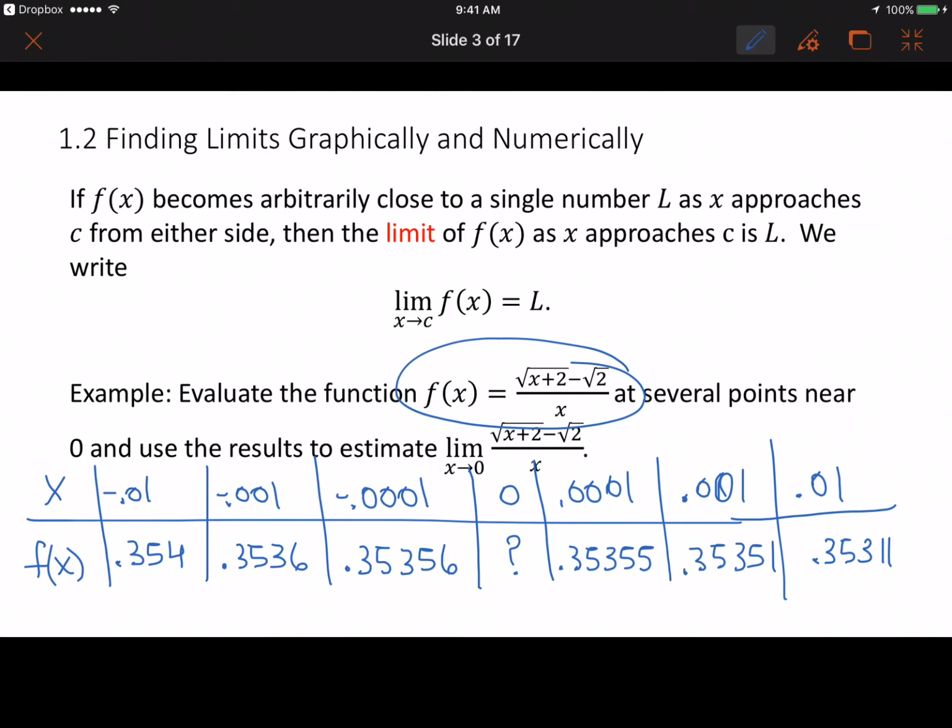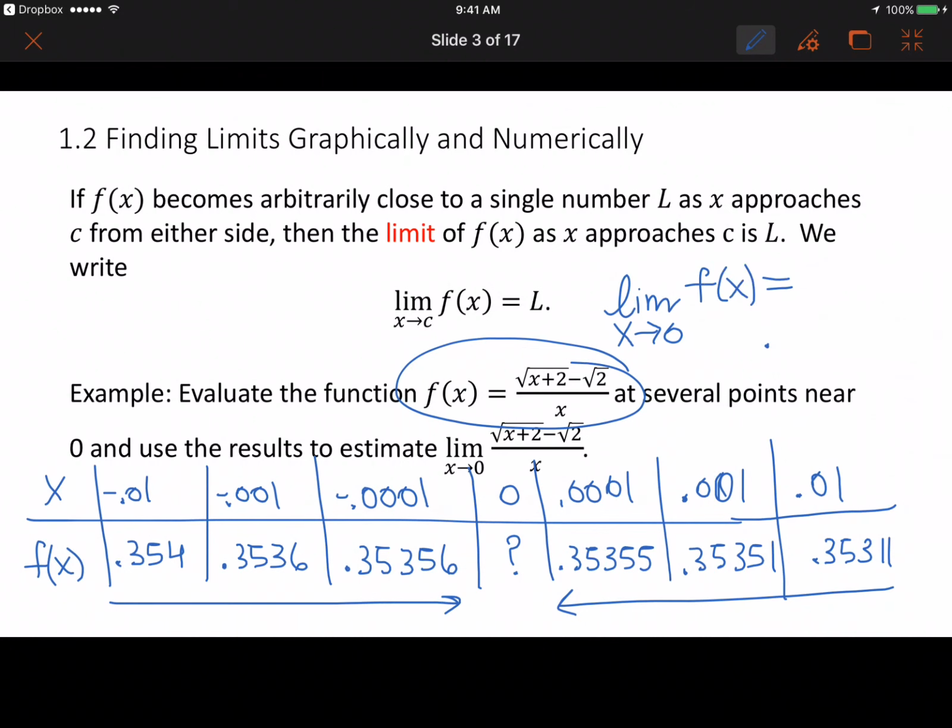So what do you think? As we come in from the right and from the left, what does it look like f of x is approaching? It looks like the limit is approaching 0.353555. Okay, so what we'll say is the limit as x approaches 0 of f of x is 0.35355.